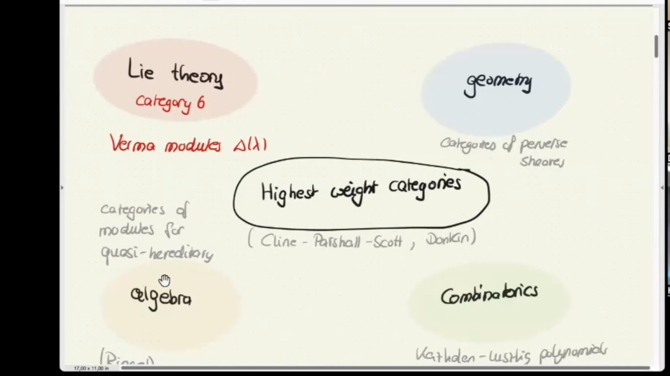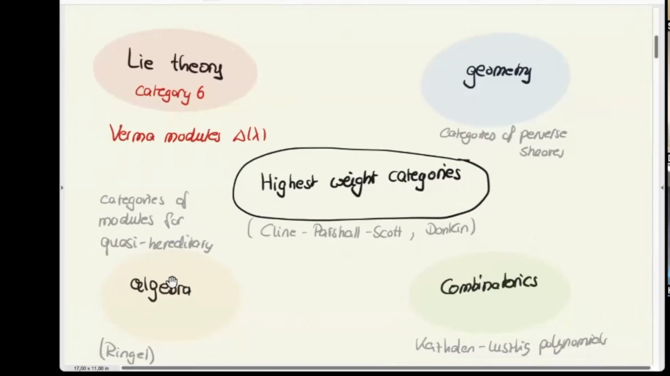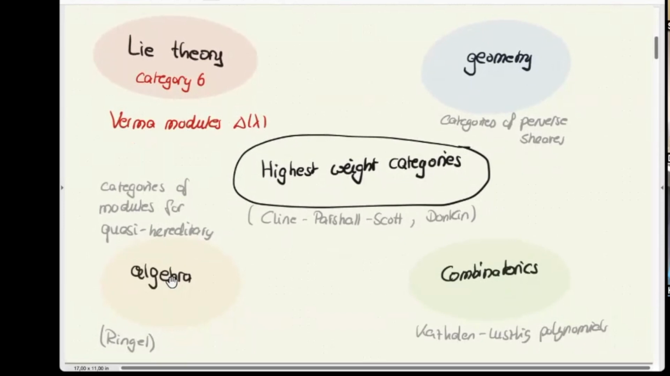can think of taking a projective generator of one of these categories, and taking the endomorphism algebra. What you get is a quasi-hereditary algebra in the sense of Cline–Parshall–Scott, and combinatorially you might want to talk about decomposition numbers or Jordan-Hölder multiplicities. In this case, you get Kazhdan-Lusztig polynomials.